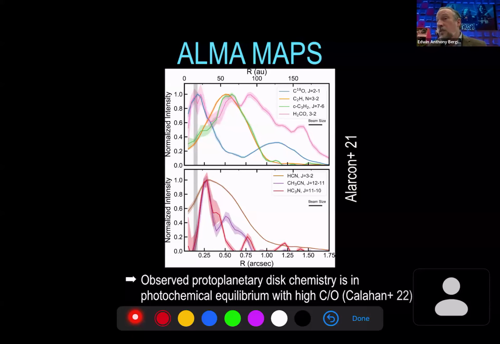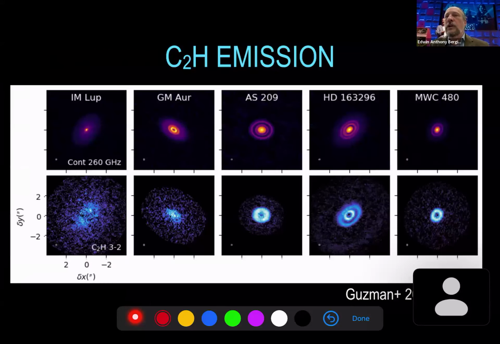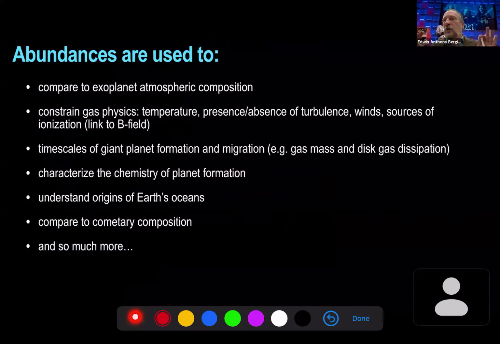And so in observing molecular emission, we can do chemistry, and other people will talk to you about the models that we can apply, and we can try to understand what that is telling us about star birth, what that is telling us about why we are here, such as observing water in all the various different phases, and so forth. And these abundances that we're observing are used to compare to atmospheres, get the gas physics when giant planets are born, the chemistry of planet formation, Earth's ocean, cometary composition, and I've spent much of my career trying to determine how the Earth came to be.